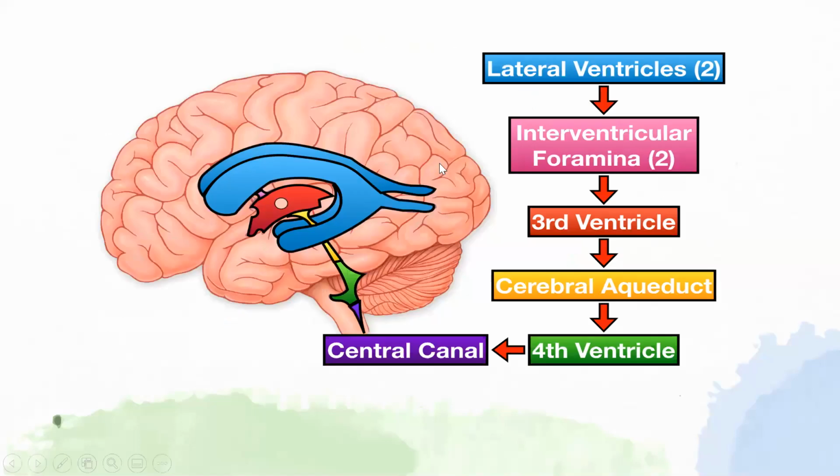The brain has hollow structures called the ventricles. They contain the cerebrospinal fluid, and they are lined by neuroglia cells, which are the ependymal cells. We have two lateral ventricles, one in each cerebral hemisphere. They are connected to the third ventricle by the interventricular foramina. Then we have the fourth ventricle, which is connected by the cerebral aqueduct. Then it continues into the central canal of the spinal cord.